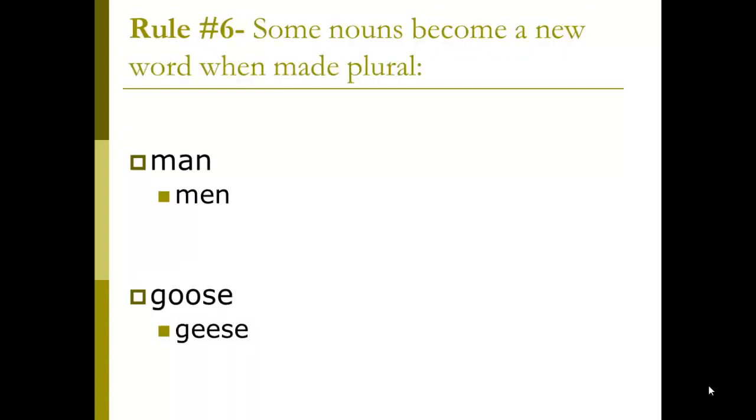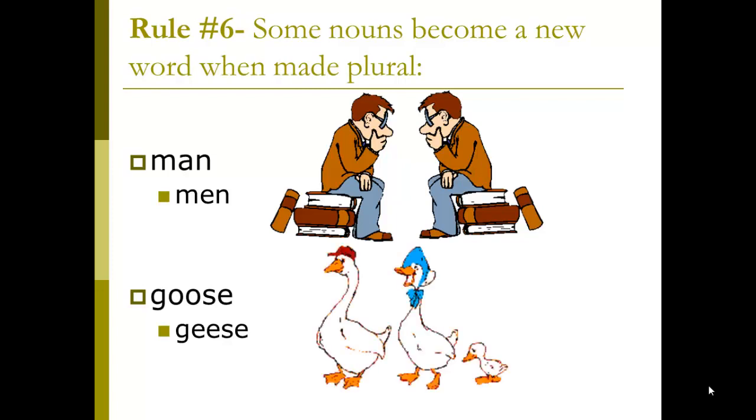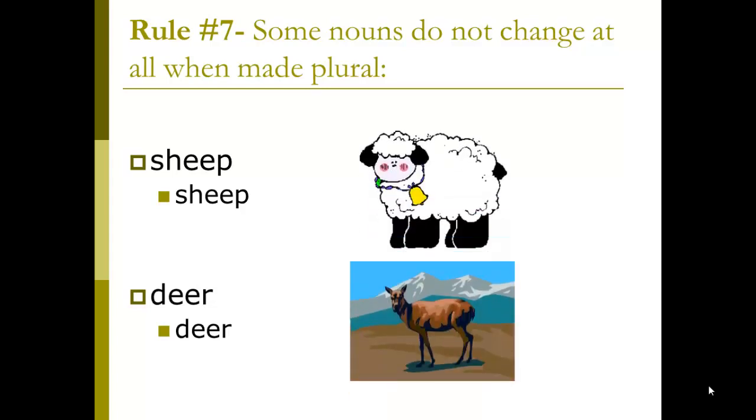Rule number 6. Some nouns become a whole new word when we make them plural. Like man. Man becomes men when there's more than one. Or goose becomes geese when there's more than one. Lastly, rule number 7, some nouns do not change at all when we make them plural, like sheep. We have a sheep grazing in the field, or we have several sheep grazing in the field. Deer. I spotted 1 deer in my backyard, or I spotted 6 deer in my backyard. Either way, singular or plural, those words stay the same.